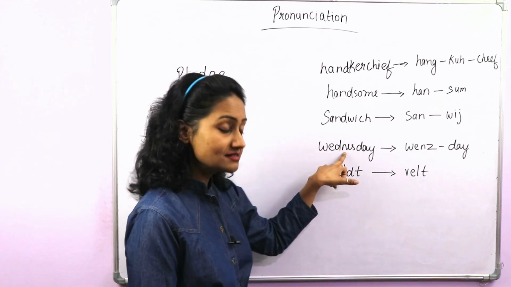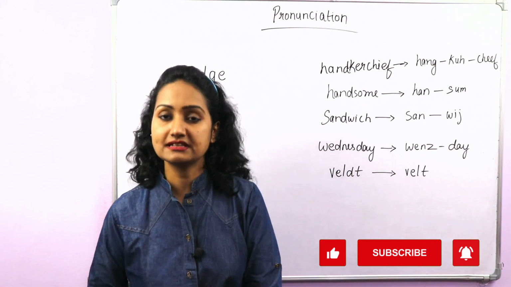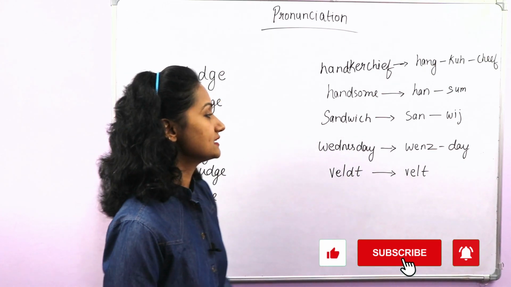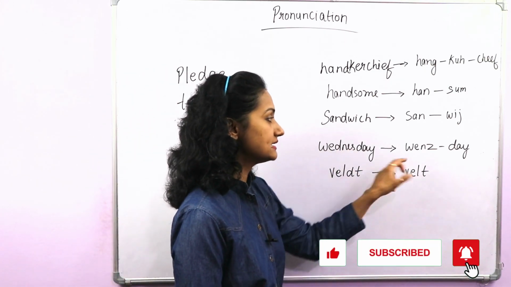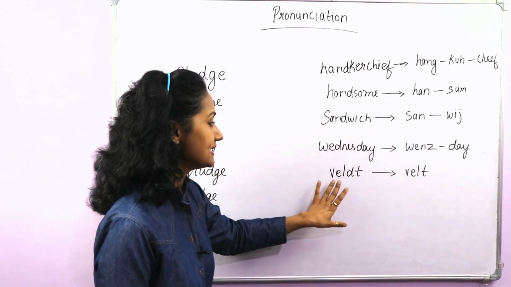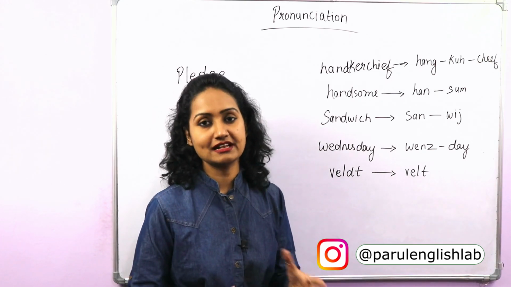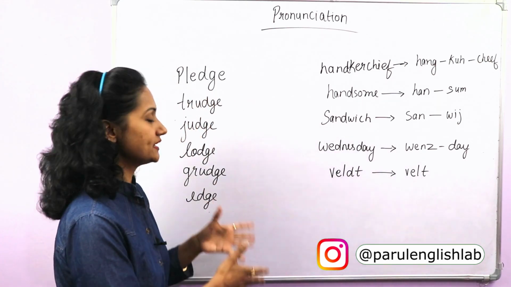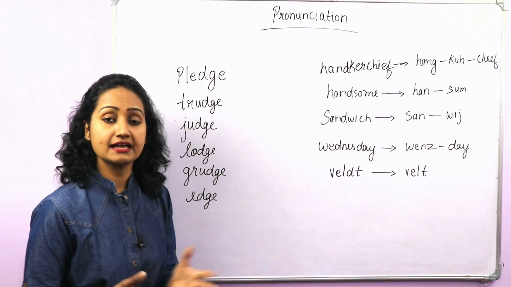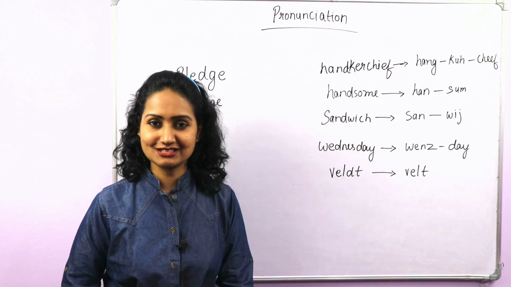Wednesday. People say it with a d sound: what are you doing on Wednesday? That's incorrect. D is silent. Wednesday. And next is welt. So this way you will pronounce these words, and now you know where generally the letter D is silent.